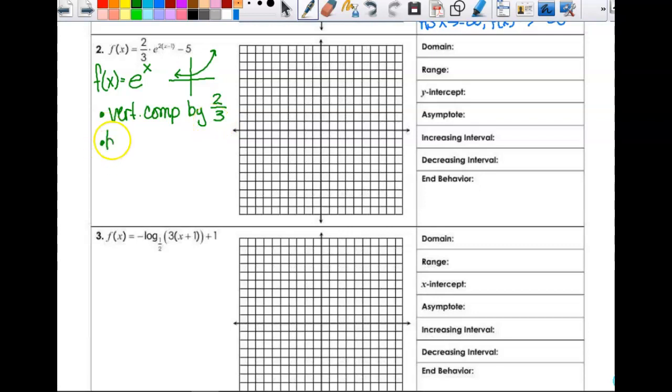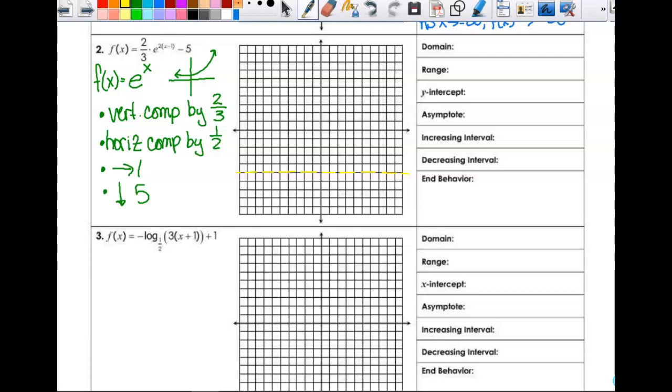I'm going to have a horizontal compression by 1/2 because x is a liar. Then I'm going to go to the right 1. I'm going to go down 5. First thing I want to get on my graph is my asymptote. For the parent function, it's at y equals 0, but I go down 5, so I'm here at -5.